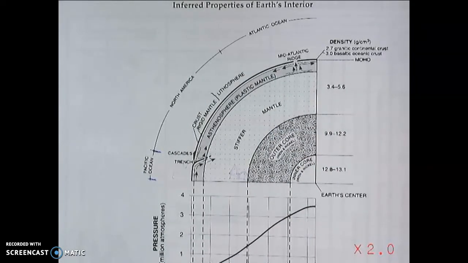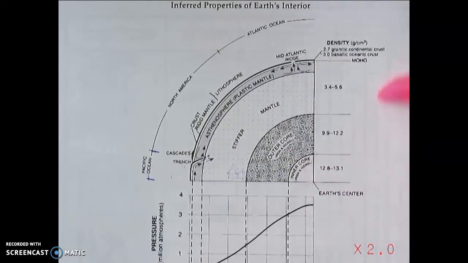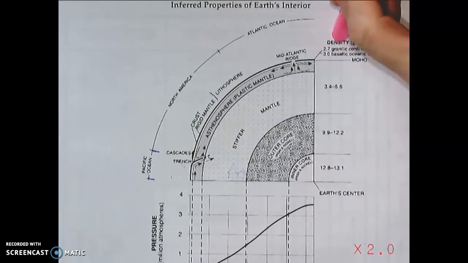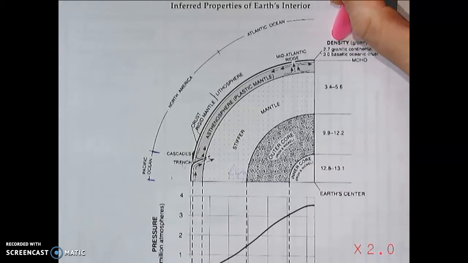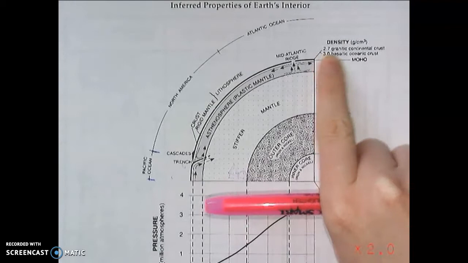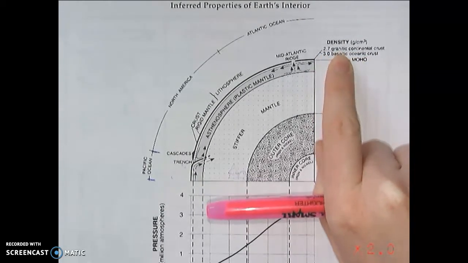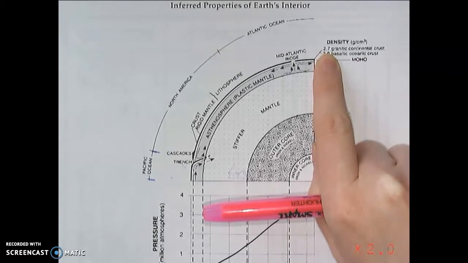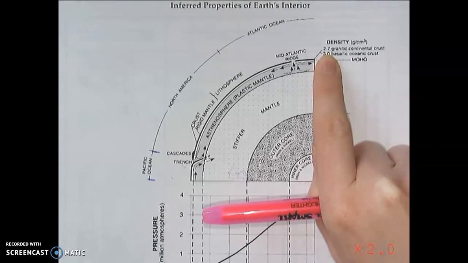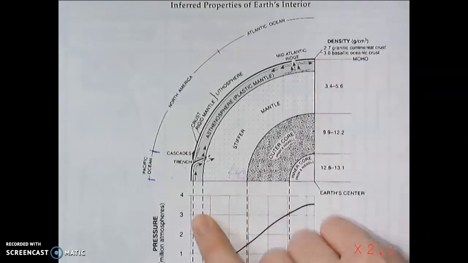First thing I want to point your attention to is on the right-hand side, right over here. This is the density. So this will give you the density of each layer. So for example, the crust, well, there are 2 different types of crust. Like we said, there's continental crust and there's oceanic crust. They're made out of different types of rock and therefore they have different densities. So the density of our crust can range anywhere from 2.7 to 3.0 grams per centimeter cubed.